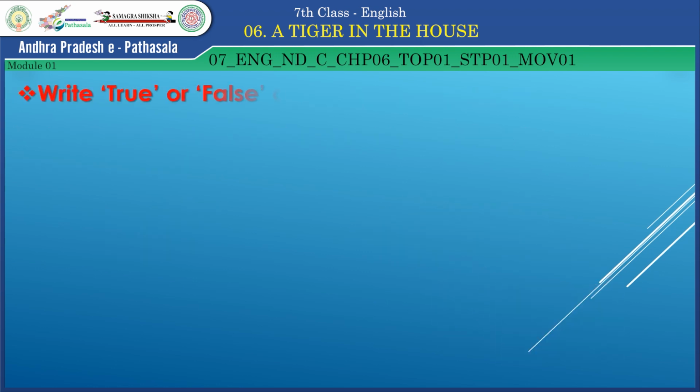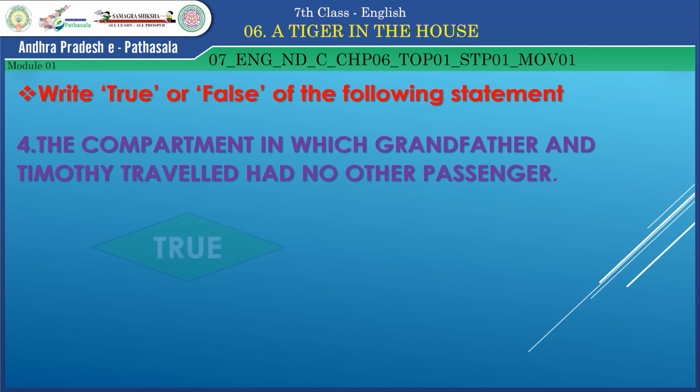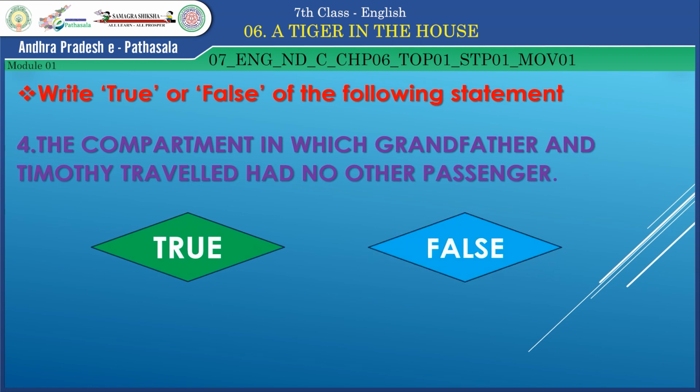Write true or false of the following statement. Question number 4. The compartment in which grandmother and Timothy traveled had no other passenger. It is true or false? What is the correct answer? Yes, you are right. Answer is true.